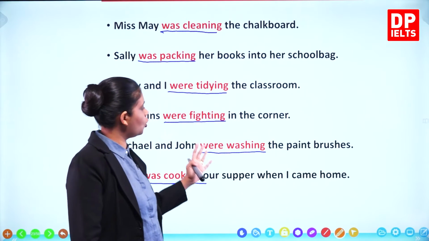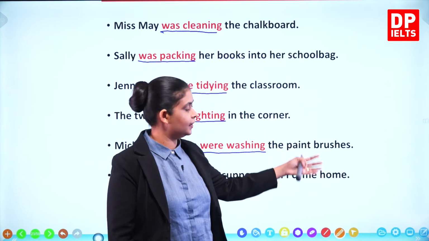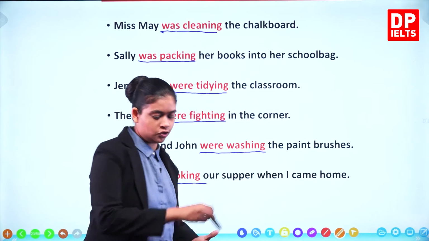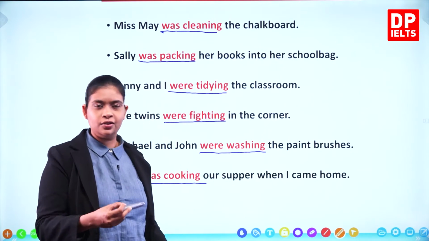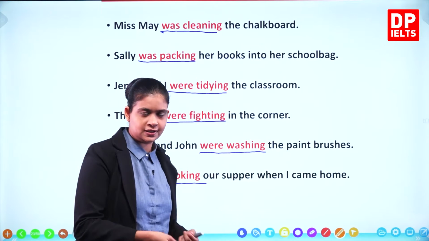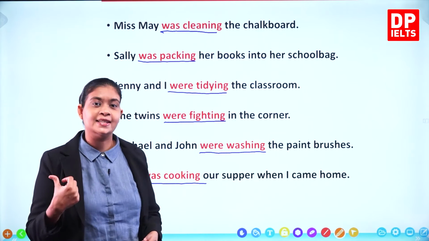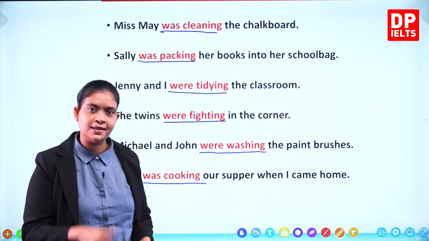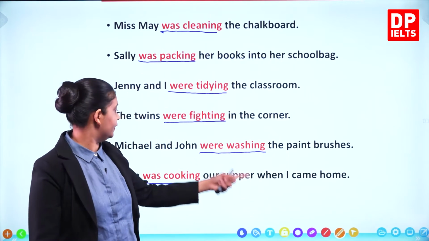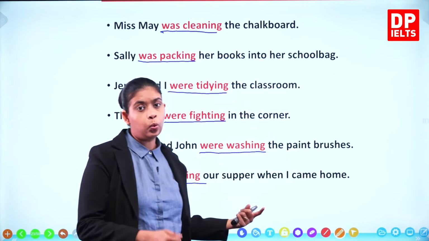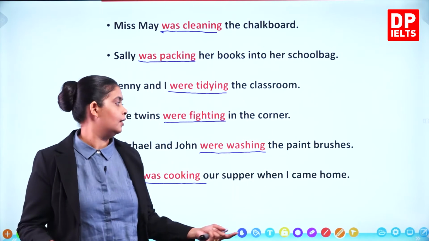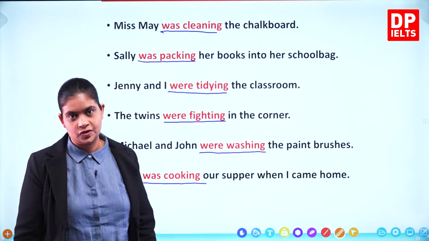Michael and John were washing the paintbrushes. Can you just put it in water and take it? No, you have to wash it. It takes some time. And did it happen in the past? Yes, it did. Therefore, they were washing the paintbrushes.